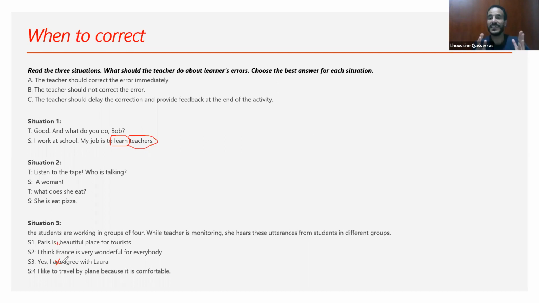Good. One of the best ways is to delay until the end of the class and then write them on the board. But don't tell them who made the mistake. No, it's not effective. You include the whole class in correcting. So what do you think? Do we say "Paris is beautiful place for tourists"? What's wrong about this one? And then some learners may answer so they can correct themselves. So C would be the best.